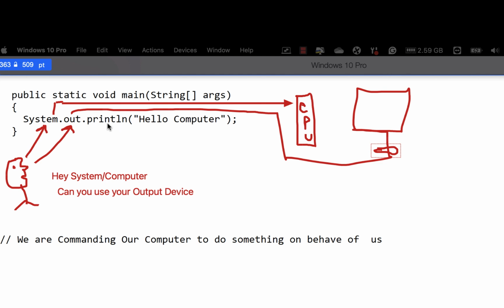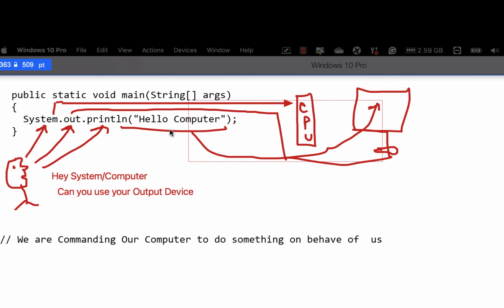So println is another word that you are using as a command. The third command you are using is println. You are basically saying, can you take this sentence and print it to my monitor here, and exactly the output you are seeing in the monitor when we run the code, hello computer. If you remember, we saw it in the last class. So what you are doing here is commanding your computer.